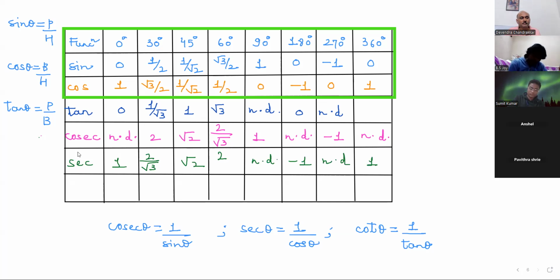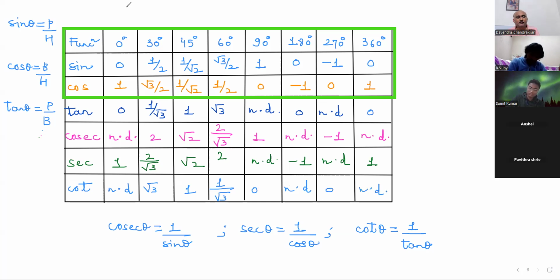The last one, cot. Cot 0 is 1 upon tan, so it is not defined. This is root 3, this is 1, this is 1 over root 3, this is 0, this is not defined. यहाँ पे क्या था, tan, this is 0, this is 0, this is not defined.